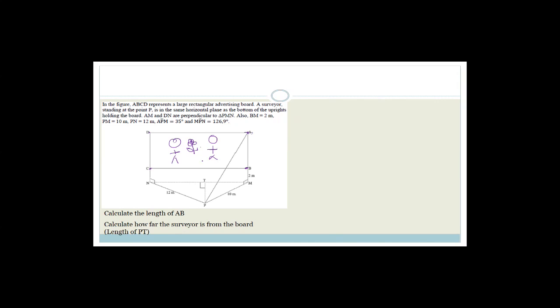There's a flower. I don't know. So there are things happening on this board. Okay. Oh, we really can't draw.